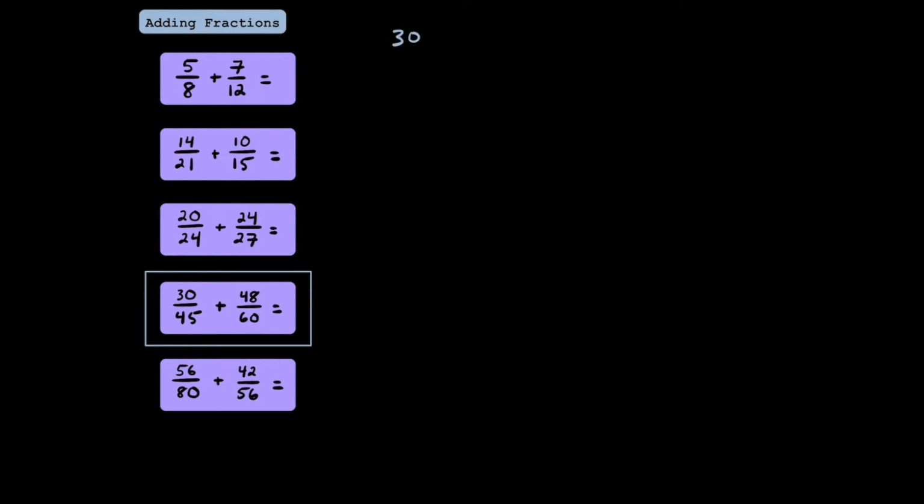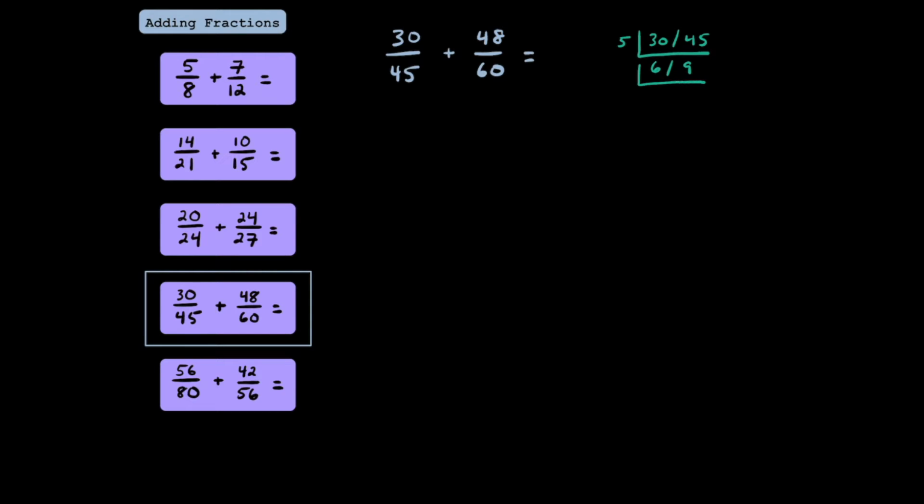In this next one, we have 30 over 45 plus 48 over 60. As the numerators and denominators get a little bigger, simplifying becomes a little bit more of a challenge. What goes into 30 and 45 is going to be 5. 5 goes into 30 6 times, and 5 goes into 45 9 times.